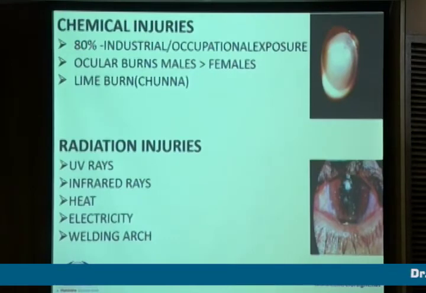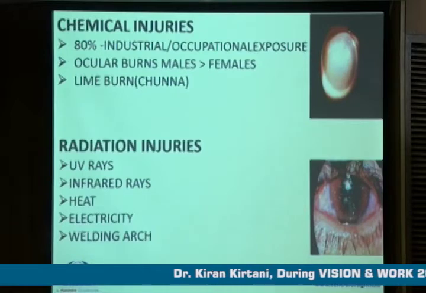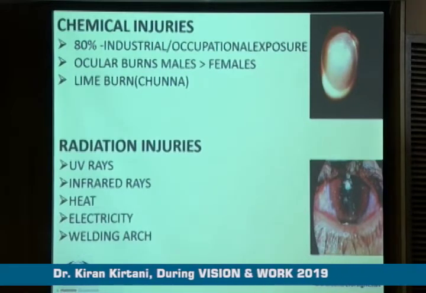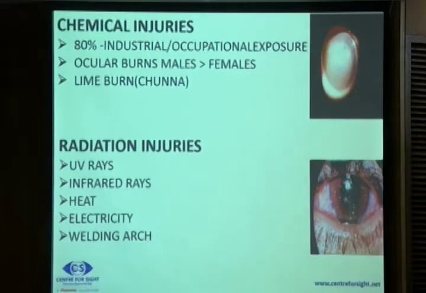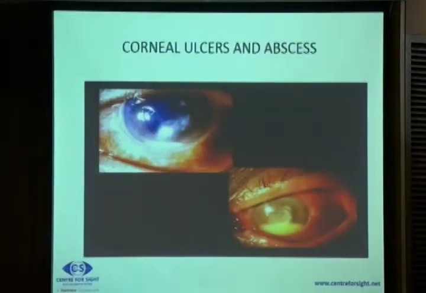Chemical injuries are also extremely common, and in India, lime burn, chuna, is the main culprit. 80% of chemical injuries tend to occur because of industrial or occupational exposure, and it's more common in males than females. Radiation injuries to the cornea in the form of epithelial keratitis can occur because of excess exposure to ultraviolet radiations, infrared rays in miners, and excess heat, electricity, welding arc injuries can also tend to occur on the cornea.